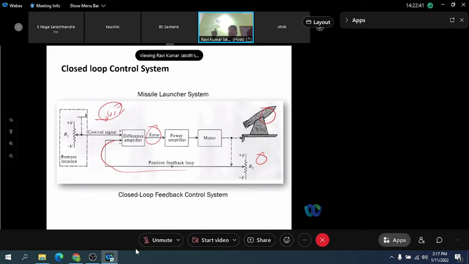Intelligent means the output, which is the required temperature, is what you are taking into consideration and working accordingly. Those kinds of systems are called feedback systems or closed loop systems. Systems would be open loop or closed loop. Examples are so many.